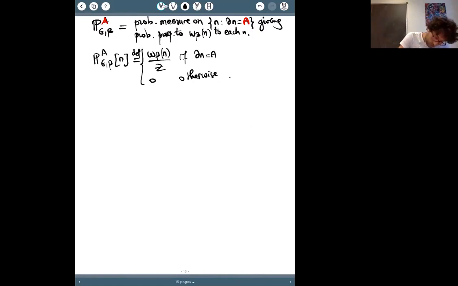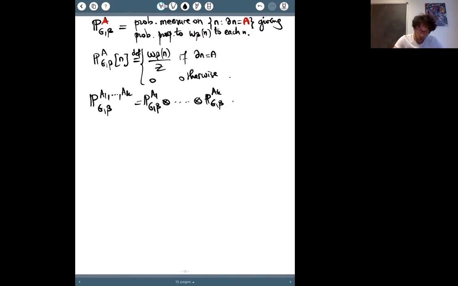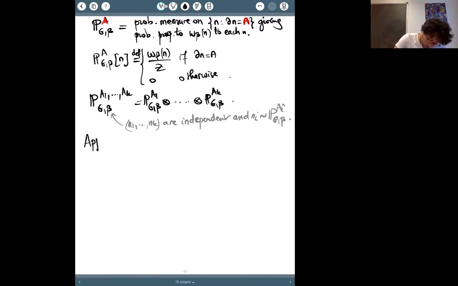Okay, so it's a probability measure. And second thing, I'm gonna write P^A1...AK G beta just for P^A1 G beta product measure with P^AK G beta. Okay, so under this measure here, N1 to NK are independent. And Ni has law P^Ai G beta. Okay? It's just a notation for now. But you are going to see it's a cool notation because, for instance, first application, if I look at sigma X, sigma Y, G beta, and I look at it squared.